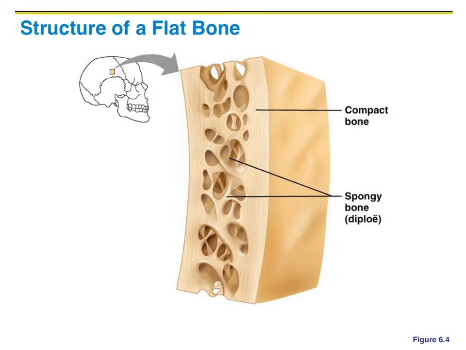This is a figure showing the structure of flat bone. Notice there's compact bone on each end and spongy bone in the center. The spongy bone in the center of the compact bone is referred to as diploe. Flat bones are found in the skull. The sternum is also an example of a flat bone.